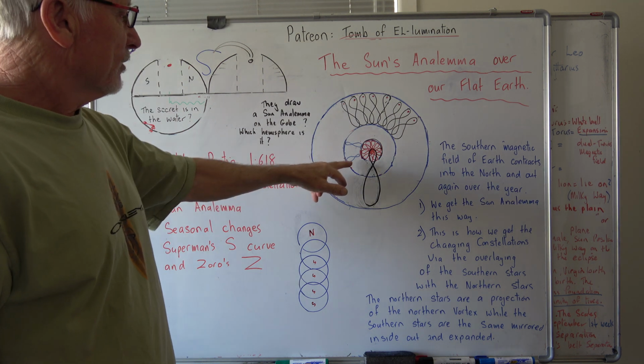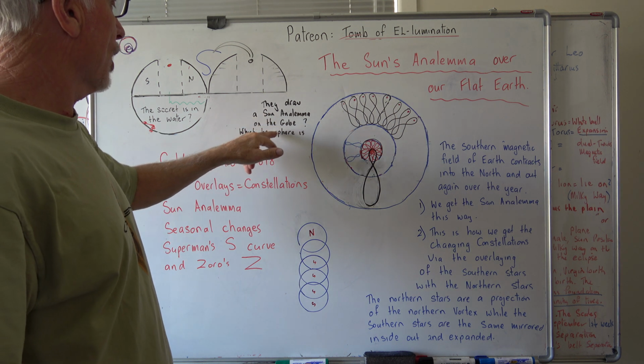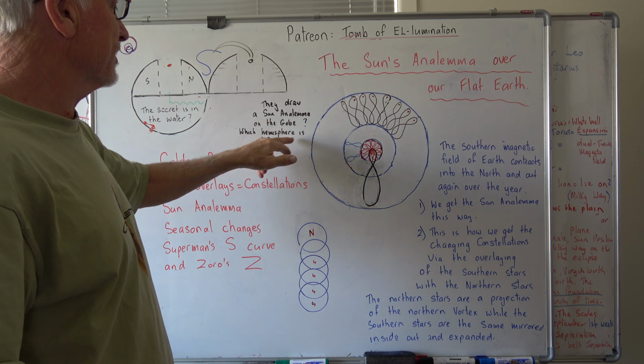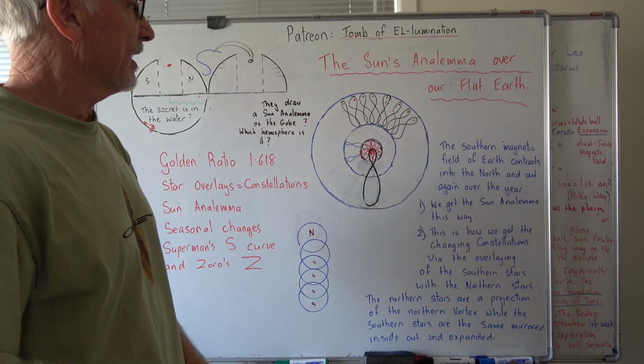Okay, so remember when they draw one in the tropics here, they draw a sun analemma on the globe. Which hemisphere does it represent? They don't tell you this. They're opposing each other, do they? No.